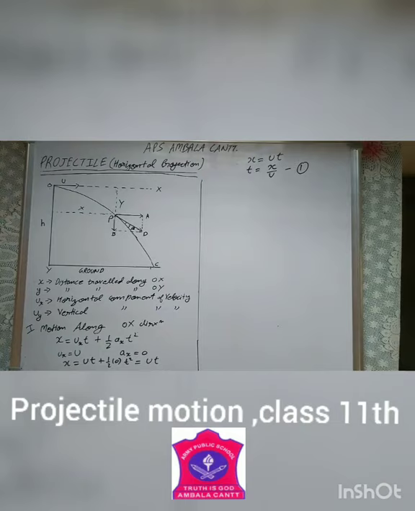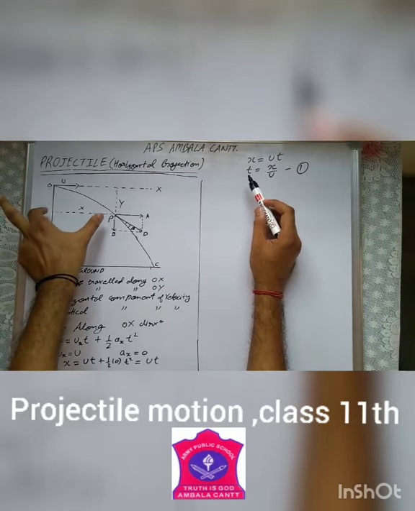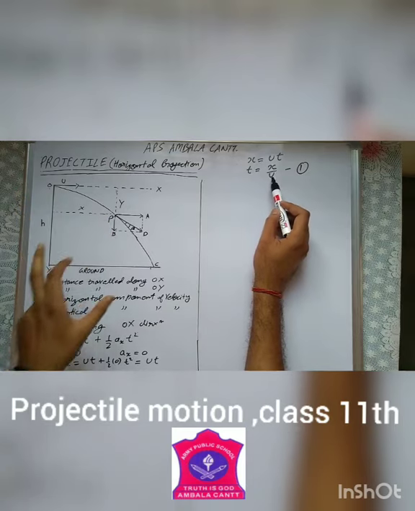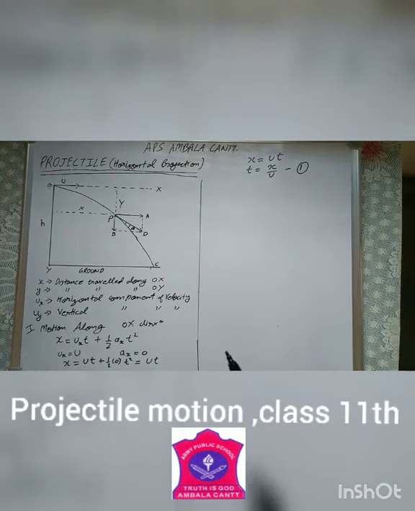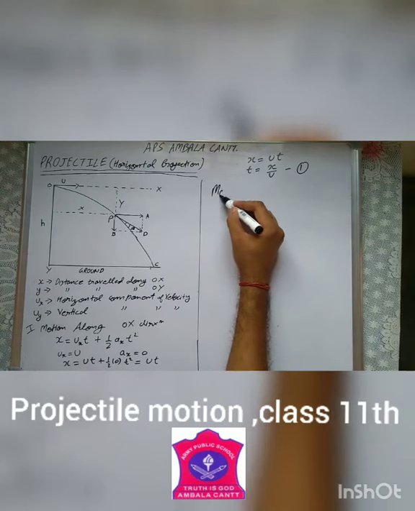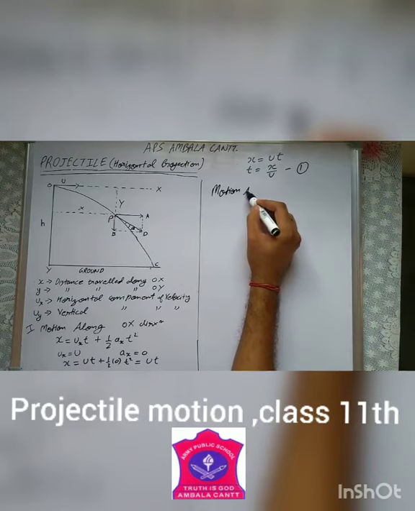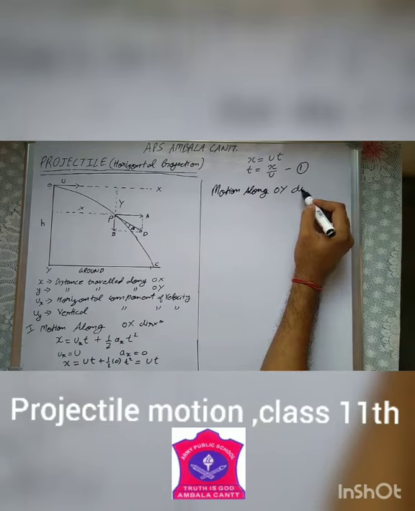Now we have solved our first problem for the x direction. In this equation, t is the time taken by the object in traveling this distance, x is this distance, and u is the initial velocity given to the object along Ox. Now we have to solve our second problem, which is the motion along the Oy direction.